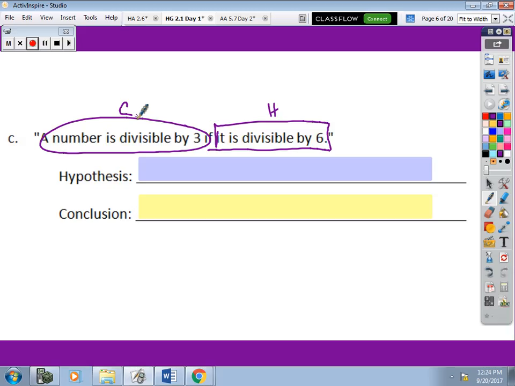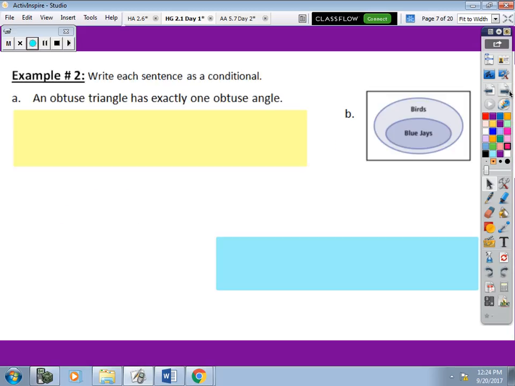Okay. Now below they're going to give you a statement, and they're going to ask you to write it as a conditional statement. So we need to write it in the form if-then. Now if you want, you could also get fancy and put Q if P, P implies Q, you can write it however you want. But most of you will write if something, then something.